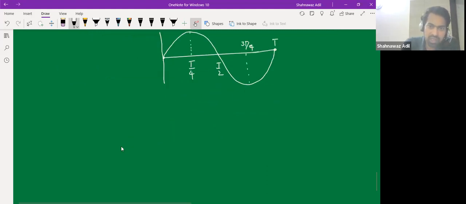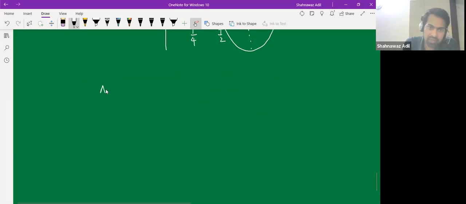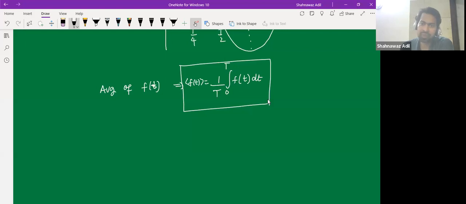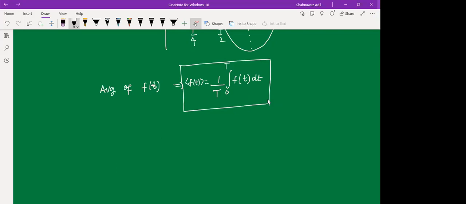So before we do the average, it is important to note the average of a function. Let's say this is f(t). So this would be the integration of f(t) dt from 0 to T, multiplied by 1 by T. So this is the average of a function. Clear, everyone? Is this clear, guys?